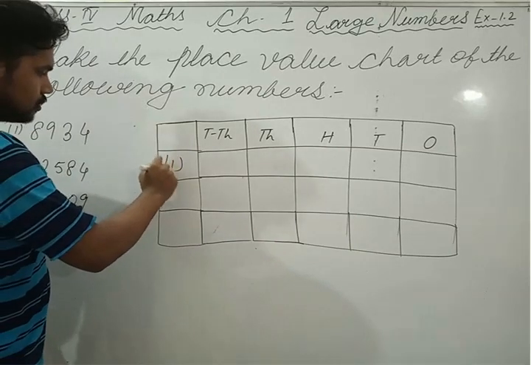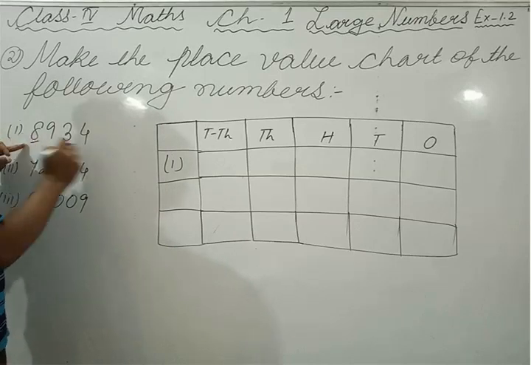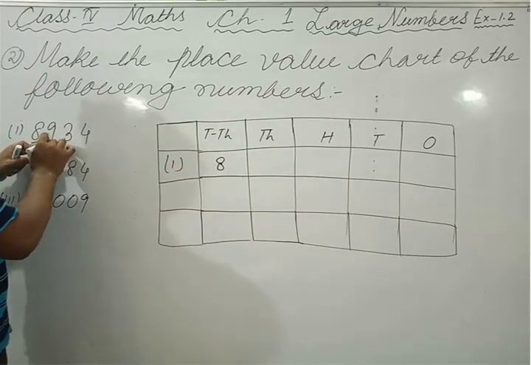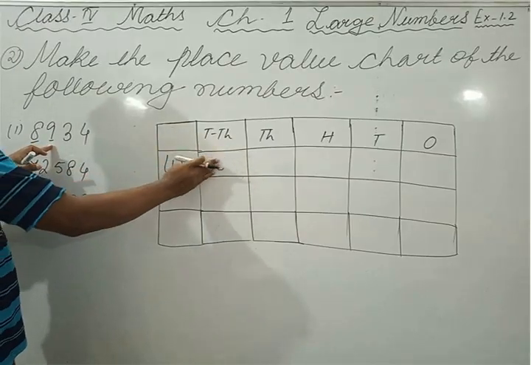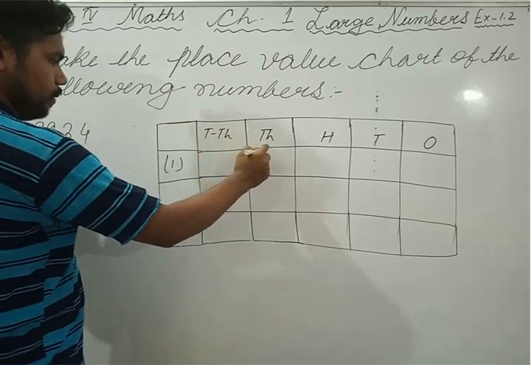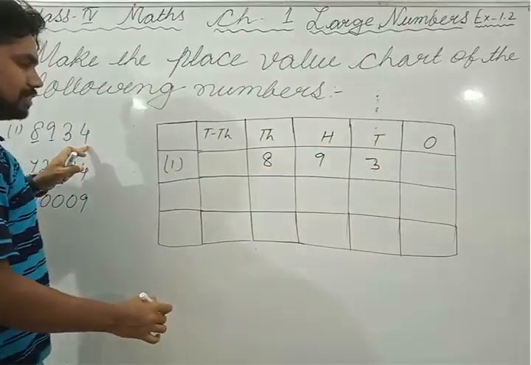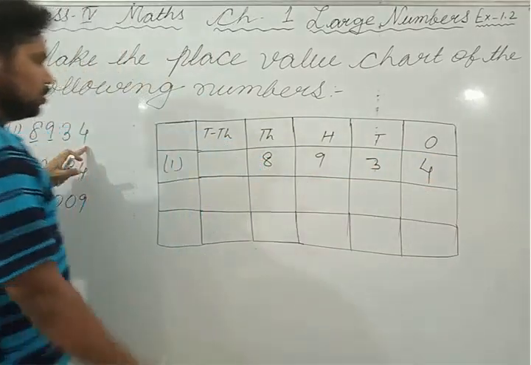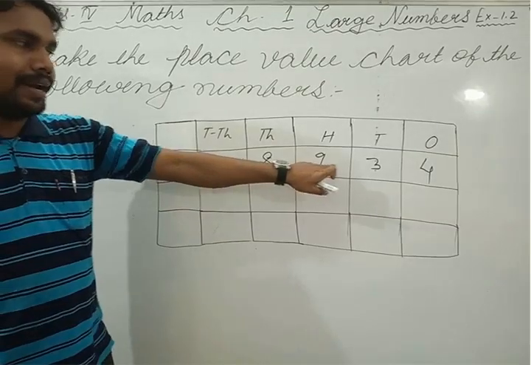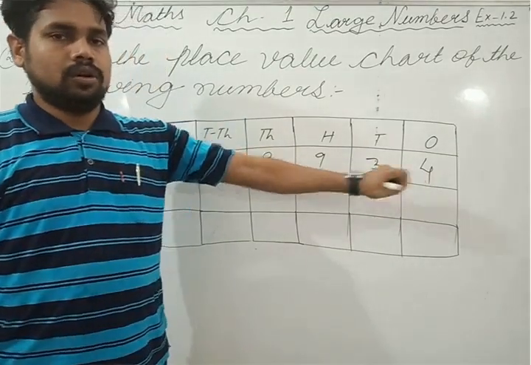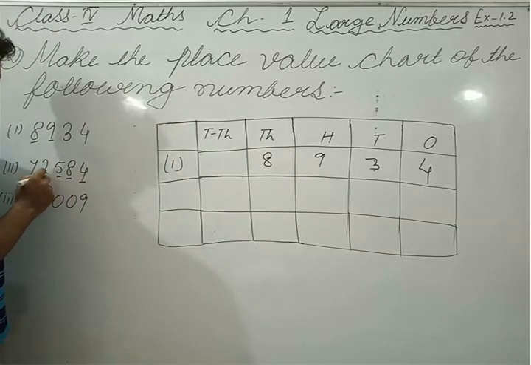So for the first number we have ones, tens, hundreds, thousands. Starting from the thousands place, we have 8 in the thousands place, so we will write 8. Then in the hundreds place we have 9. No, this is the 10,000s place. There is no number in the 10,000s place. So this is the thousands place, so here it will be 8. Then in the hundreds place we have 9, in the tens place we have 3, and in the ones place we have 4. So this number we will read as 8,934.